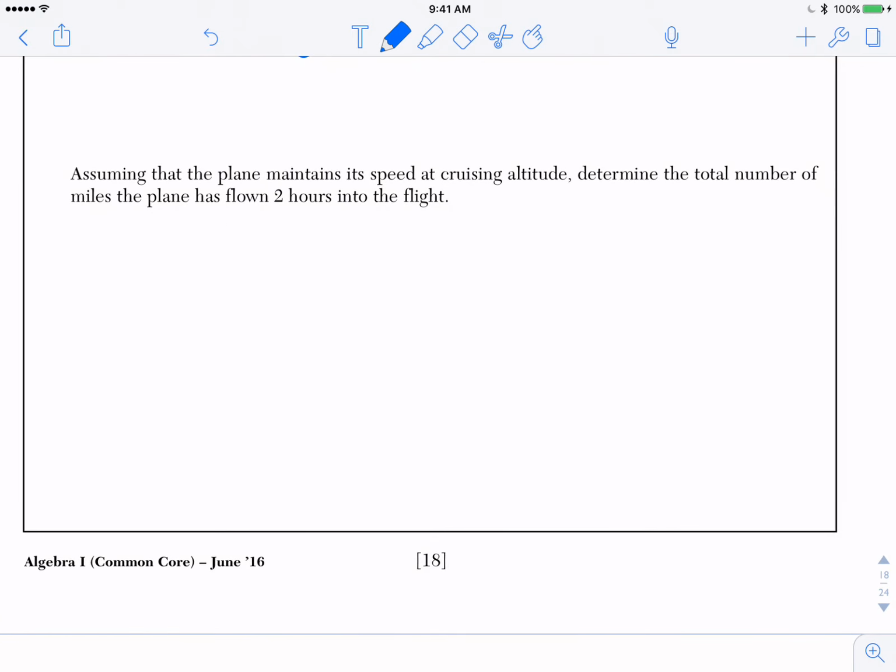And then it says, assuming that the plane maintains its speed, determine the total number of miles the plane has flown 2 hours into the flight. Okay, so 2 hours into the flight. First thing let's do, everything here was in terms of minutes. So that's the first little trick. Let's convert this 2 hours. How many minutes is 2 hours? If each hour is 60, 2 hours is 120 minutes.